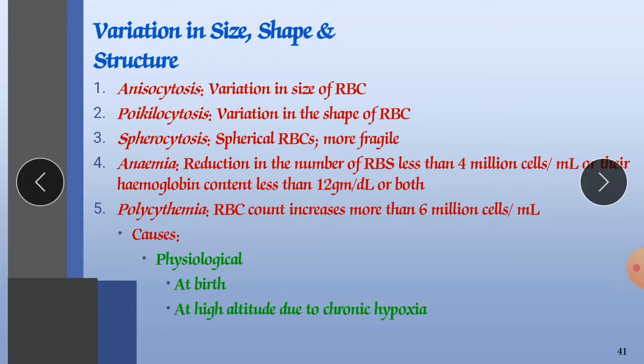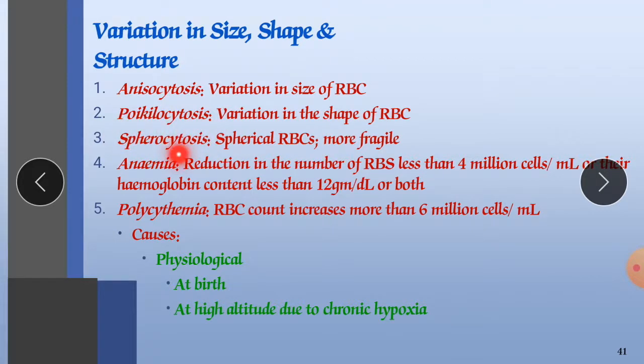Next term is poikilocytosis. It is nothing but the variation in the shape of RBC. Now the RBC are spherical in shape. Sometimes they can be squeezed into an elongated shape. It means a shape like cylindrical shape or any sort of change in the shape. That is nothing but poikilocytosis.